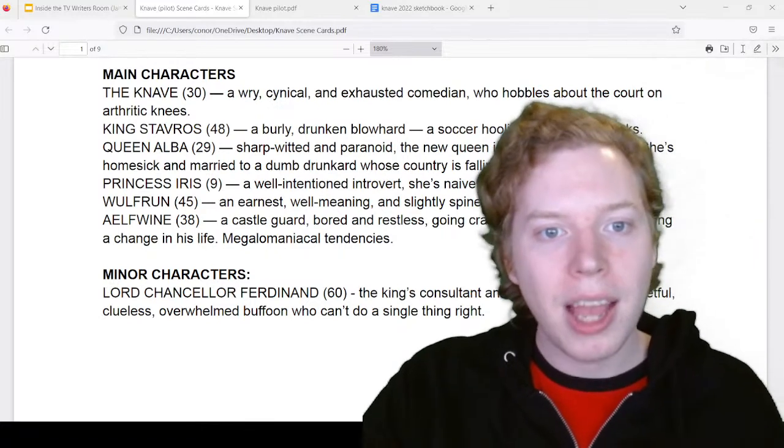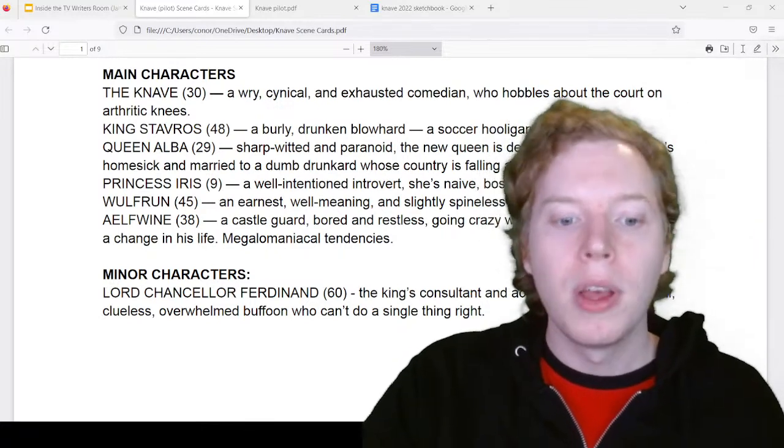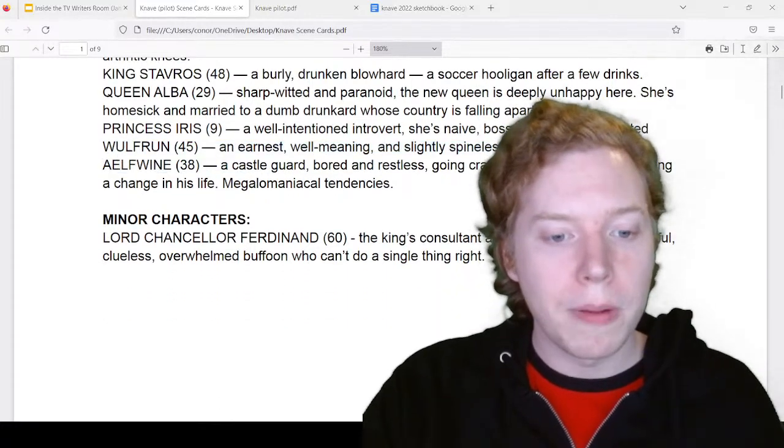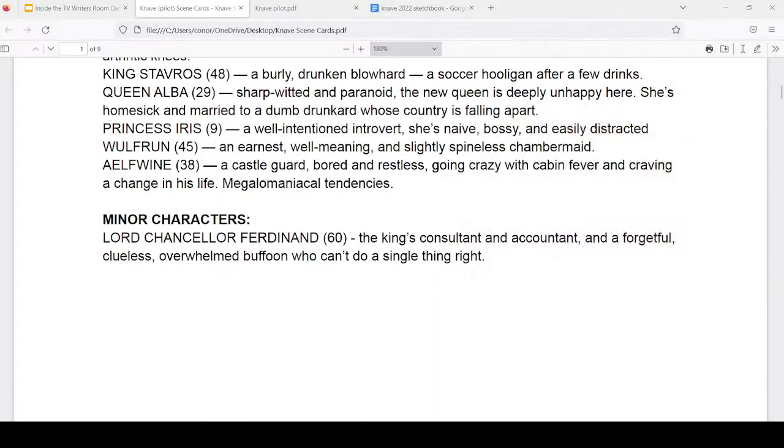So besides this main core of the royal family and the knave, I've expanded it a little bit more to include the characters from this week's problem or conflict, which are going to be two servants. So I wanted to focus on the marginalia, as we say, the people on the side of the court, not the protagonists we would always think of. So I wanted to do a story involving a chambermaid and a castle guard.